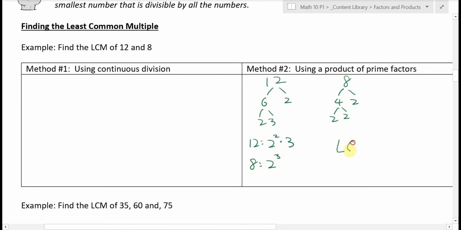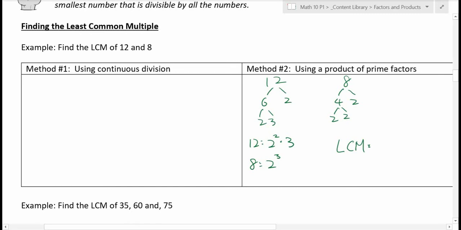So LCM is a little bit tricky. It's a little bit different. Because GCF kind of makes sense because you're looking for the common factor. So you look for what they have in common. Whereas for LCM, you're looking for what they all have, but then it's the biggest exponent actually, because you want to make sure you cover everything.